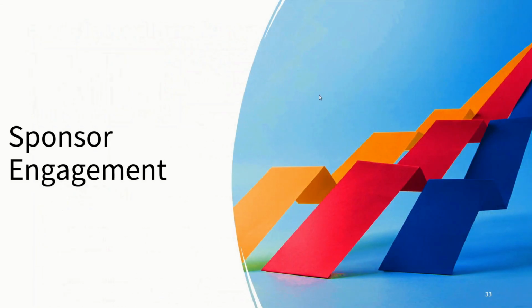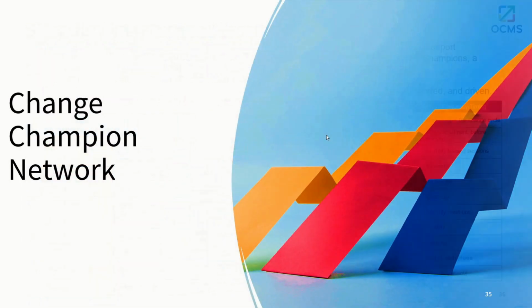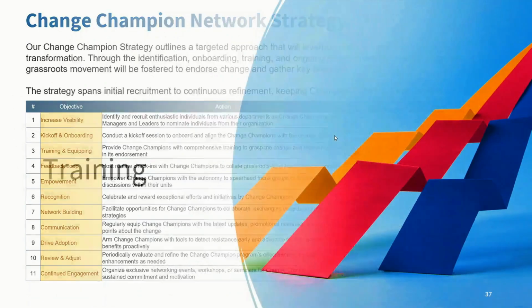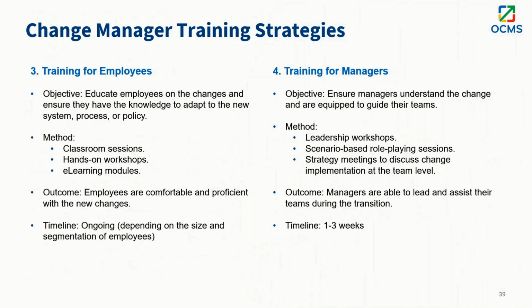This strategic playbook also includes strategies for engaging with leaders and also sponsors. And you can see here, we have included respective activity types, cadence, how often, and also the purpose. And then there are also strategies for your change champion network, as well as strategies for your training deliverables. Here we've included different strategies to help increase your success. Now, once again, that was a quick overview of the strategic playbook, which is free. And the goal is you take this template and you customize it to match your purpose, your project, and your organization.